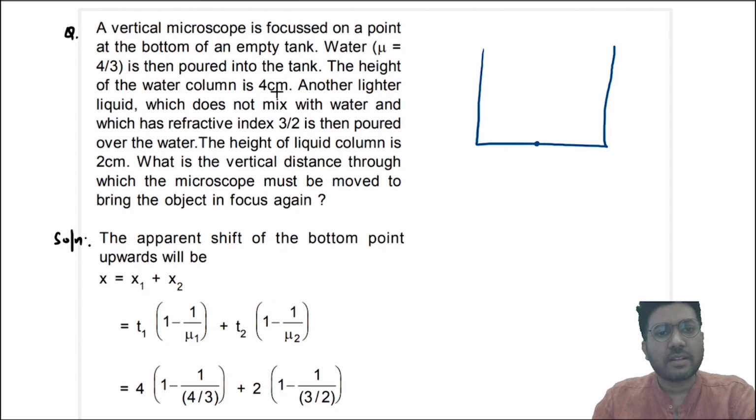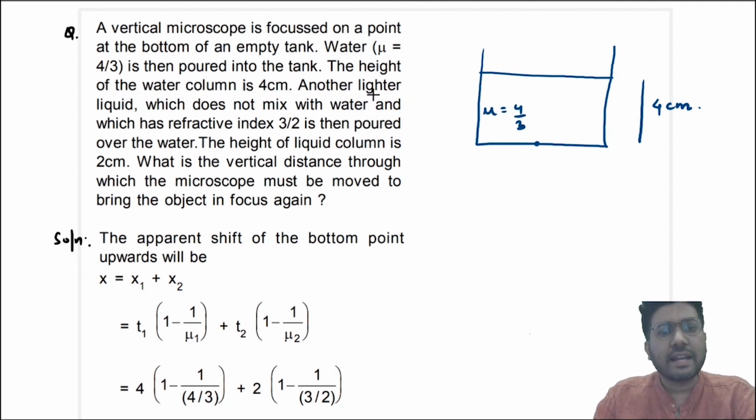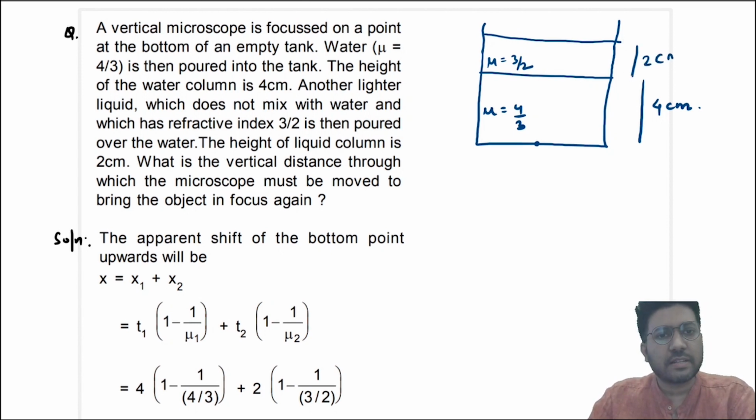The height of the water column is 4 centimeter. So this is given as 4 centimeter and the refractive index of water is given as 4 by 3. Another lighter liquid which does not mix with water and has a refractive index of 3 by 2 is then poured over the water. So one lighter liquid is also poured over the water and this refractive index is given as 3 by 2 and this height is given as 2 centimeter.